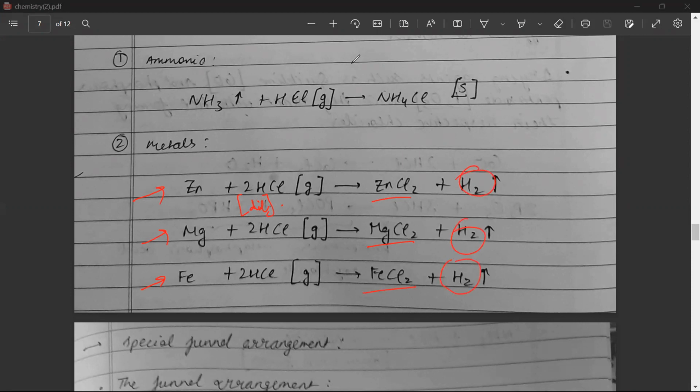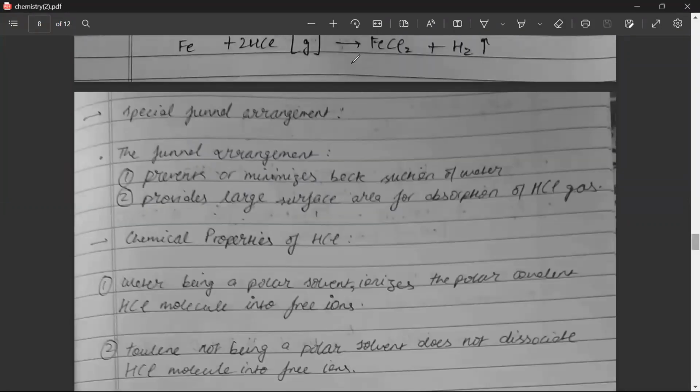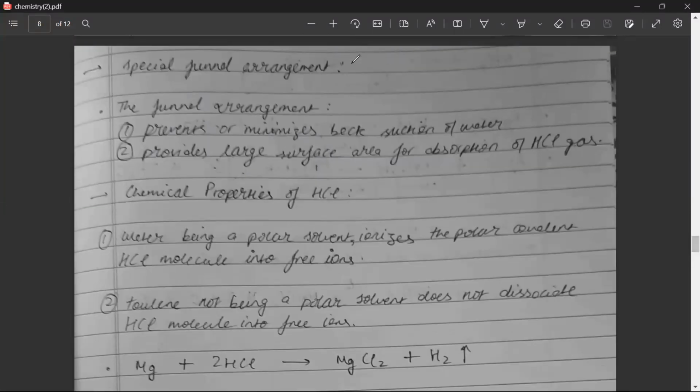Okay, so let's move on to the special funnel arrangement and some questions that can be asked from it. The funnel arrangement prevents or minimizes back suction of water and provides large surface area for absorption of HCl gas. So, a typical question that can be asked in the exam is why is the funnel arrangement used to collect HCl acid? So, please do list down the first and second points. Prevents or minimizes back suction of water and provides large surface area for absorption of HCl gas.